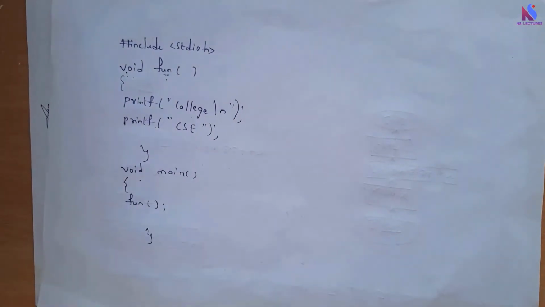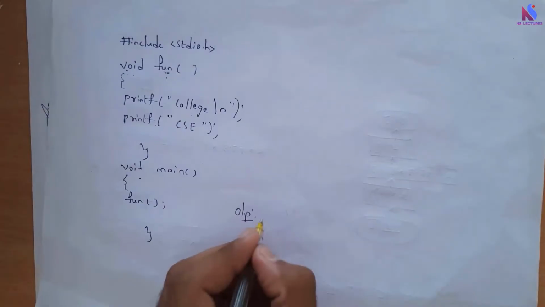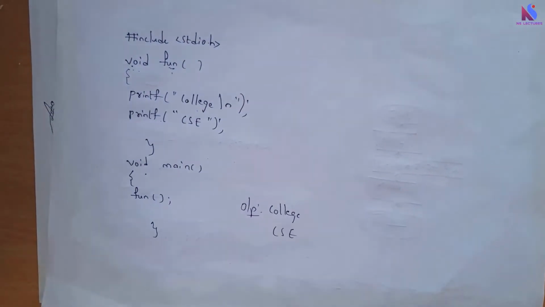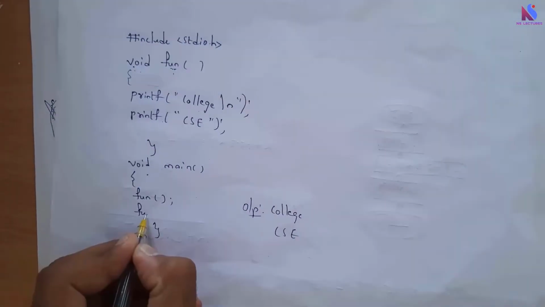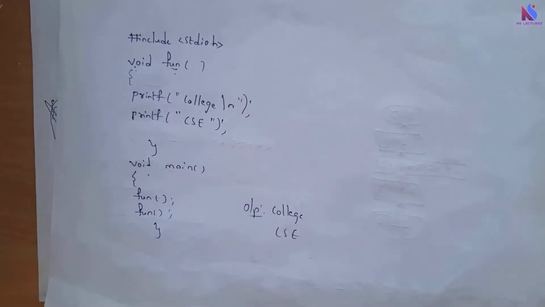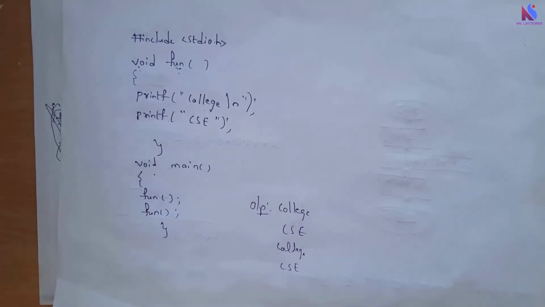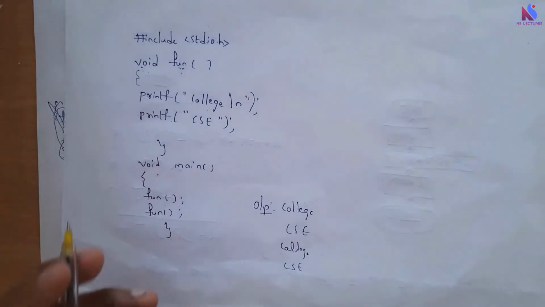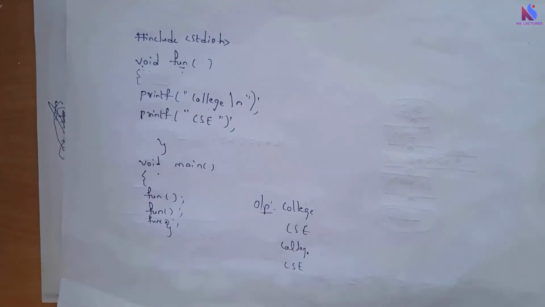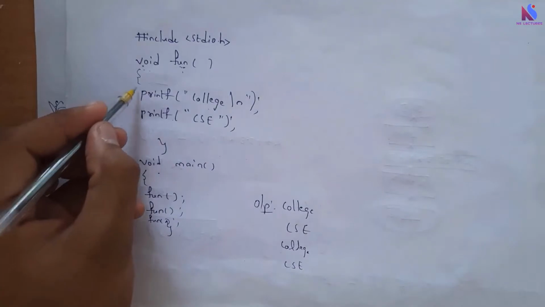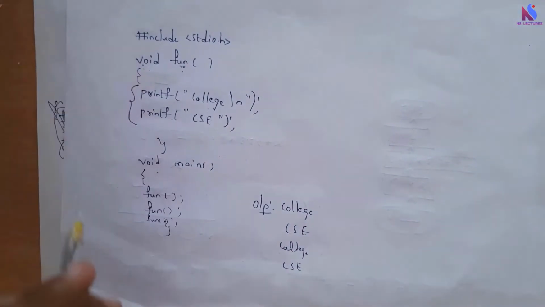By writing this code, you will get the output as college and CSC. For example, if you write your function name again, I wrote my function name twice, so I will get the output as college and CSC twice because I wrote the function call twice. If you want to repeat this code thrice, then you need to write the function call three times. This is the use of a function. By using a function, you can repeat a block of code multiple number of times.